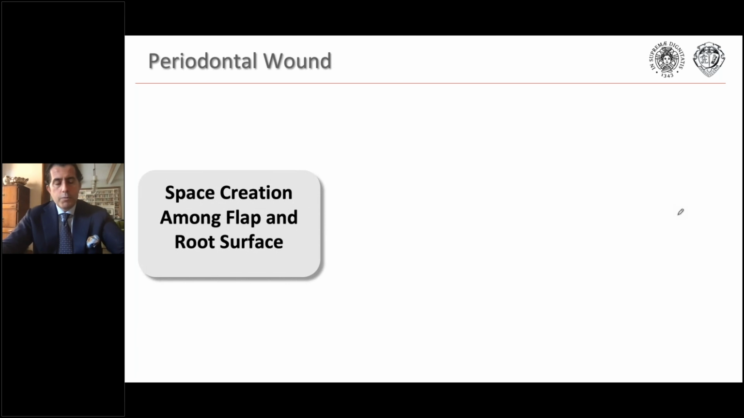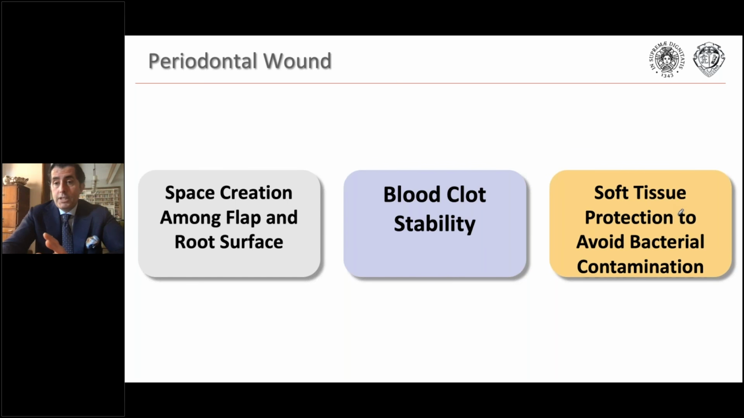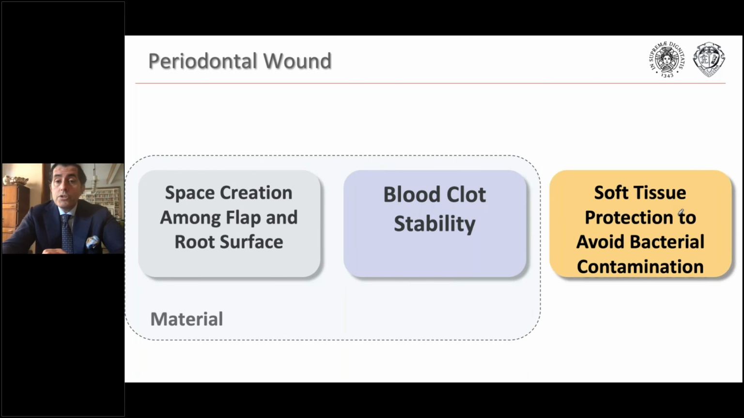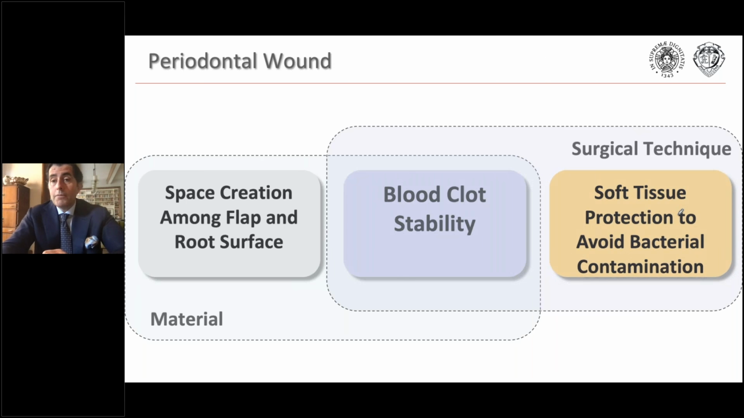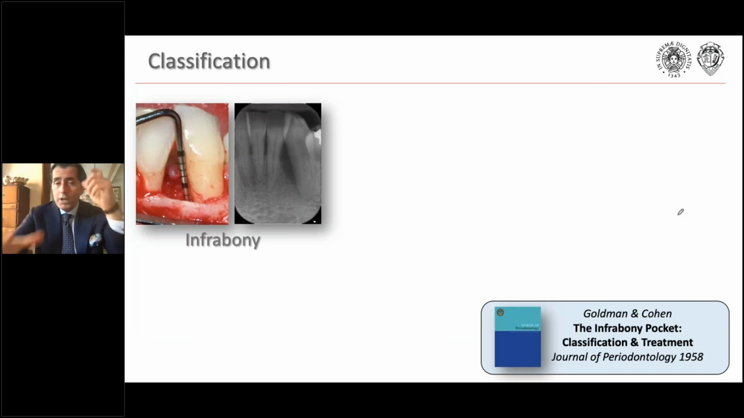So these are the points that were highlighted by a wonderful paper of Sandro Cortellini and Maurizio Tonetti, that basically the point of a surgery is really to create space between the flap and the root surface to try to maintain blood clot stability and to protect with soft tissue the areas to avoid bacterial contamination. The first two can be achieved with the material, the second two can be achieved with your surgical flap, with your techniques. So when it comes to understanding the defect, because now we lose the patient, we stop thinking about the patient, let's think about the defect.